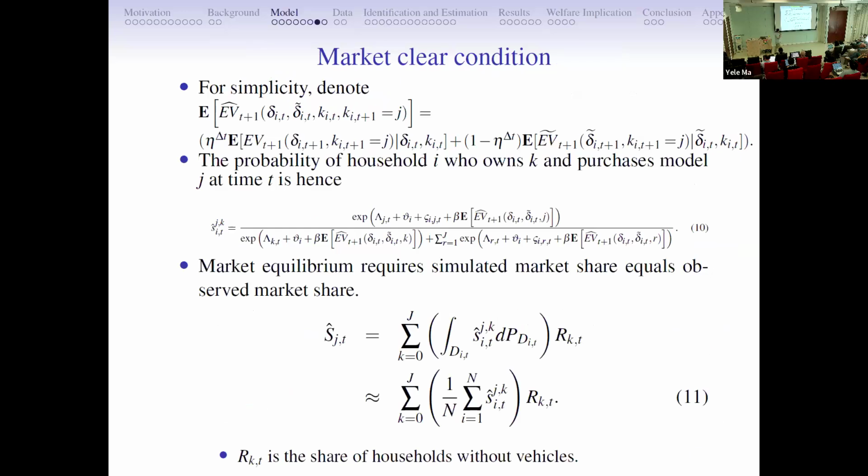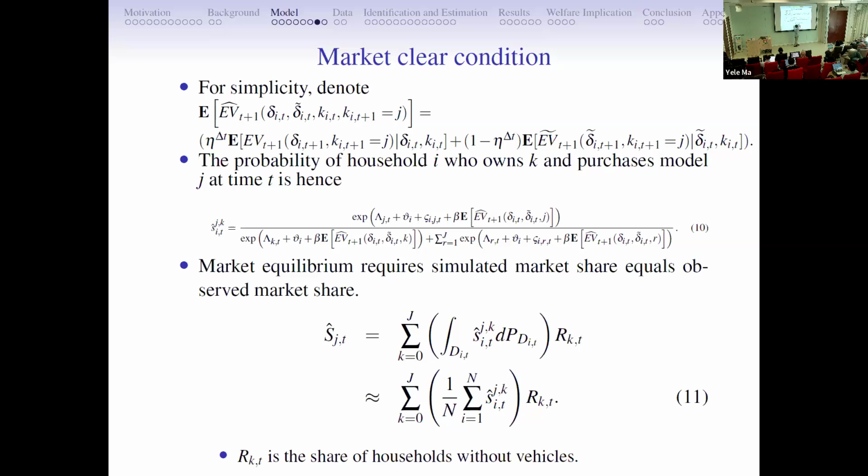So here we just reached a classic probability choice that's represented by equation 10. And here we make some further integrations that let us get the market shares from the micro individual choice probabilities. We first integrate over PDIT. That means that we consider different kinds of household heterogeneity here.